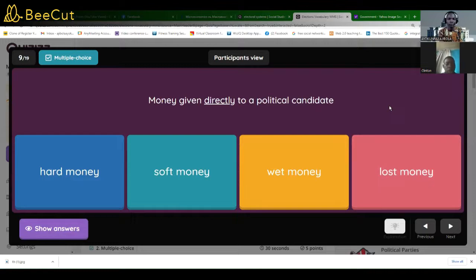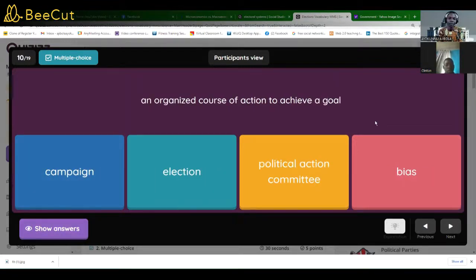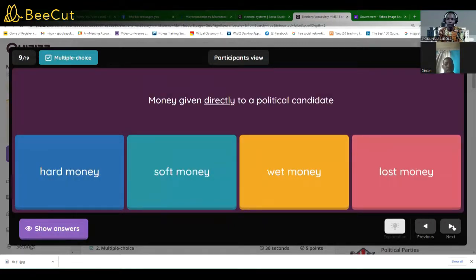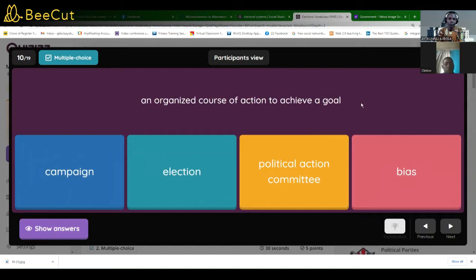Money given directly to a political candidate is hard money. Hard money, that's correct. And an organized course of action to achieve a goal. It's campaign. That's correct.